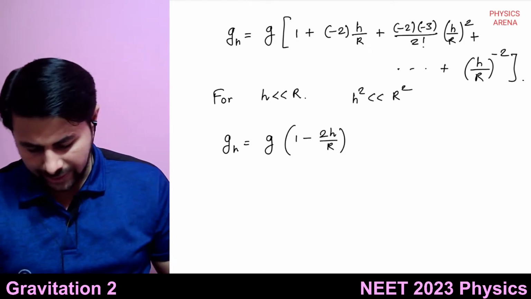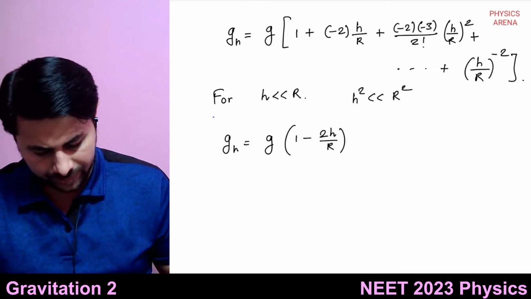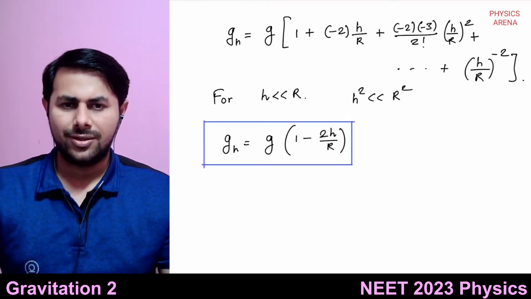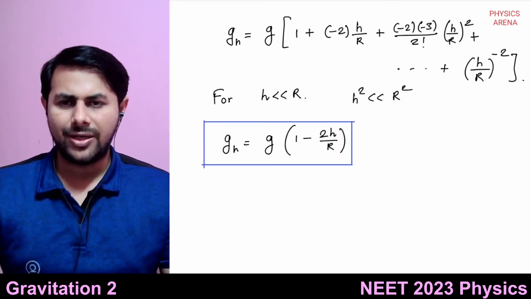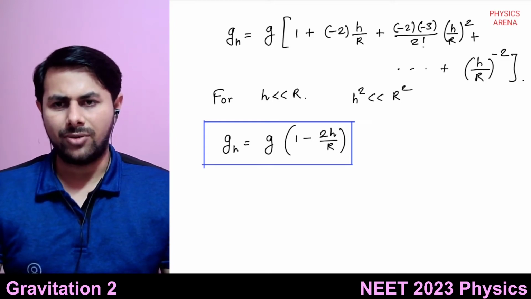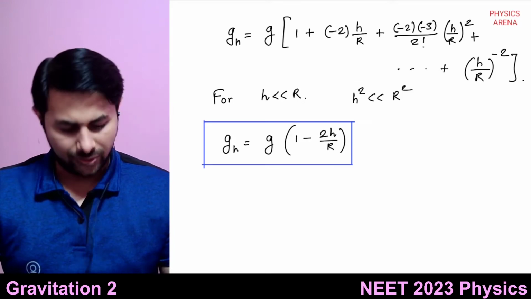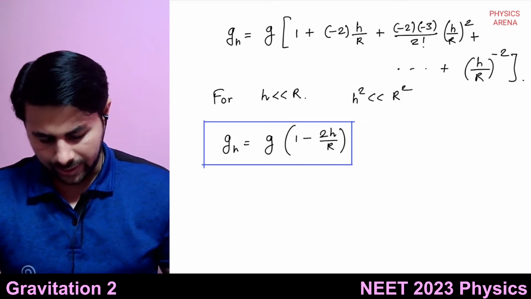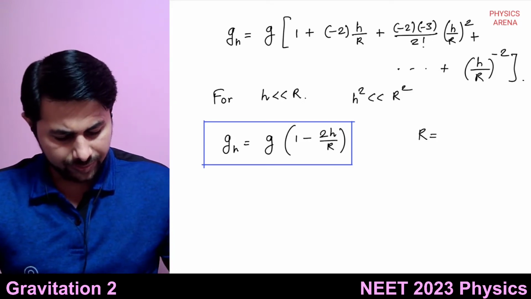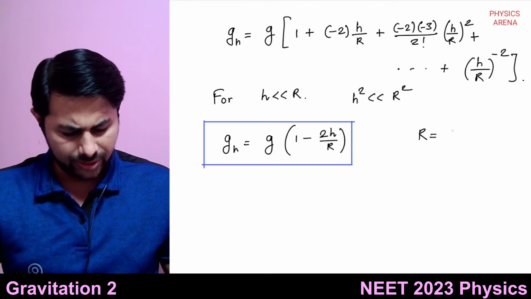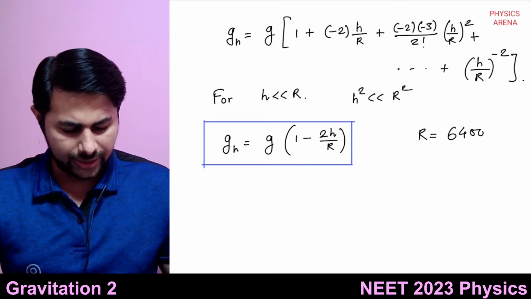Okay, but when is this formula valid? So this formula is valid when h is very small compared to r. Okay, I mean, see, r is equal to how much is the radius of earth? It is 6,400 kilometers.